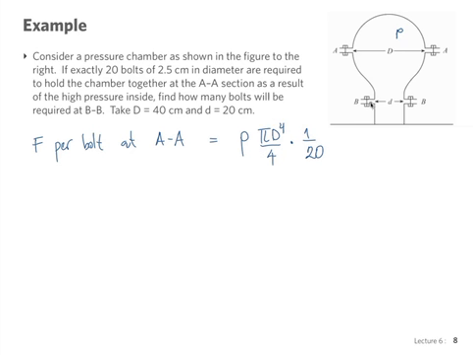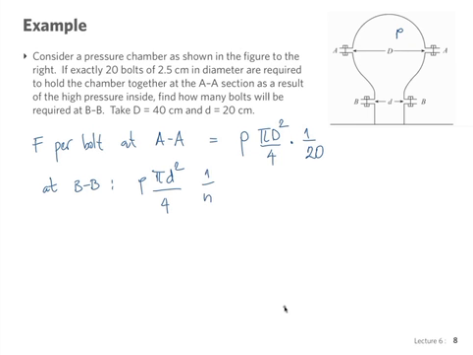Now in the section BB, we have the same situation, but we don't know the number of bolts. So at BB, the force per bolt is the same pressure P times small d to the power, sorry, that's squared. Nobody corrected my little mistake there of multitasking. And we don't know the number of bolts, so it's 1 over n.